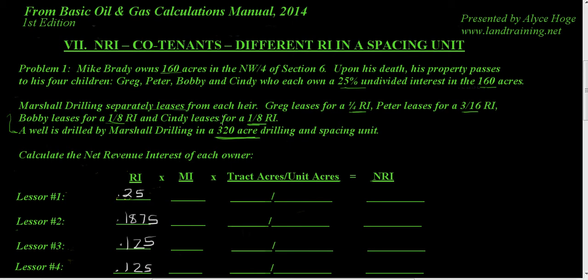Now we all know that they own an equal 25% undivided interest. So their mineral interest for each of them is going to be the same, 25%, 0.25 decimal. So already we know that we need to multiply the royalty interest by the mineral interest. That's what we did in the last chapter. But now we're adding this new step. Now you already know how to do this because we covered it in an earlier chapter, but you don't know how to do it when there's different royalties. So let's look at the tract acres is 160 acres.